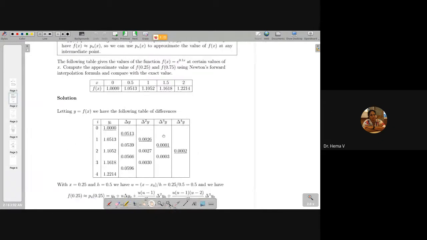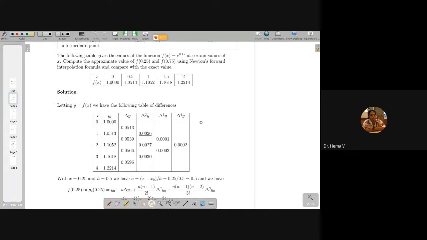the following table gives the values of f of x is equal to e raised to 0.1x at certain values of x. Compute the value of y at f of 0.25 and at 0.75. F at 0.25 is in the beginning of the values, so we will be using the forward difference table, and 0.75 is also at the beginning. Okay, no problem.